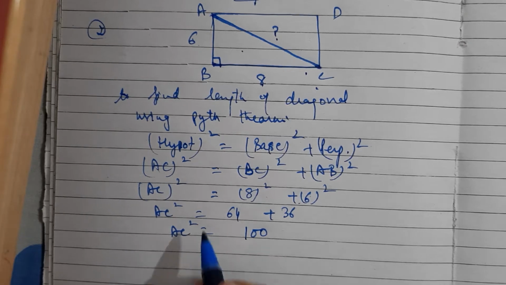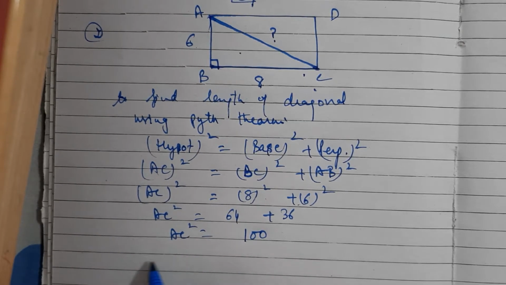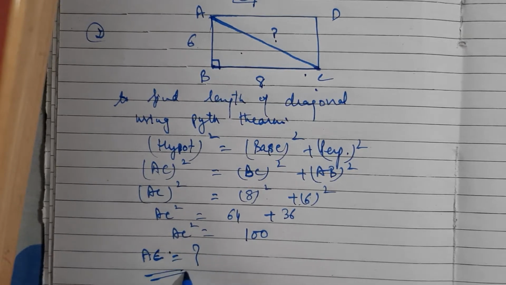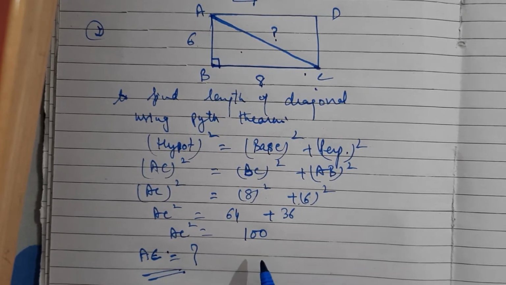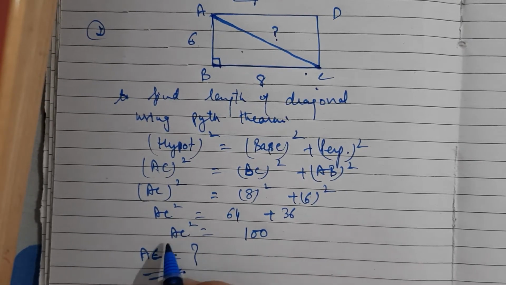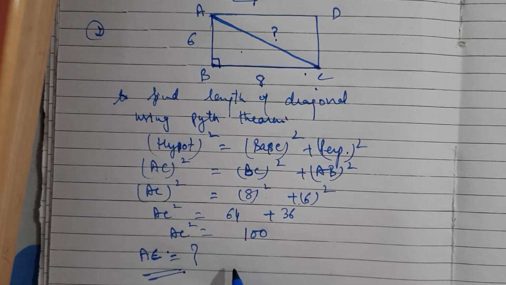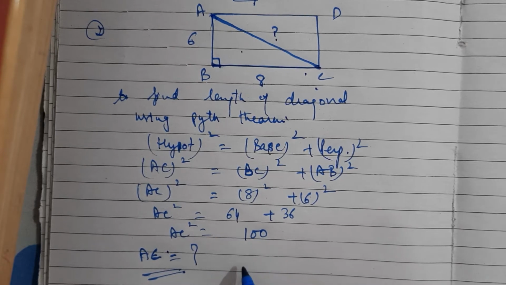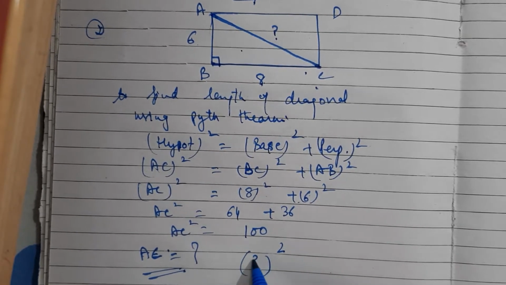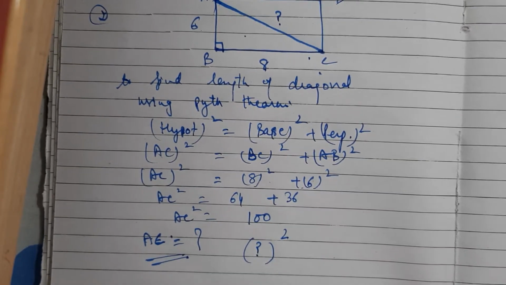Now again here, to find the length of AC, we need to think of a number, right? We need to think of a number whose square is 100, whose square is equal to 100. So this number we have to think about, right?